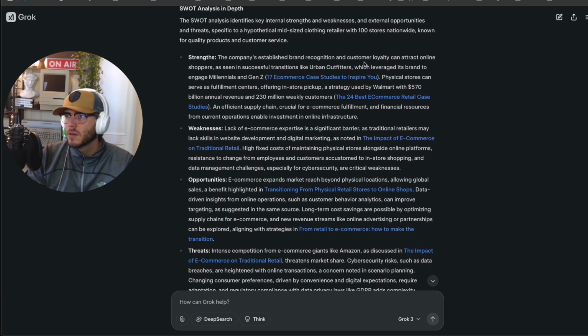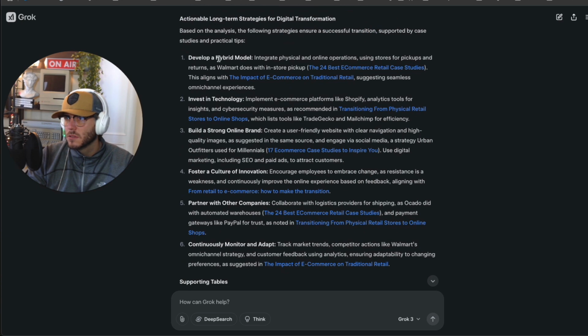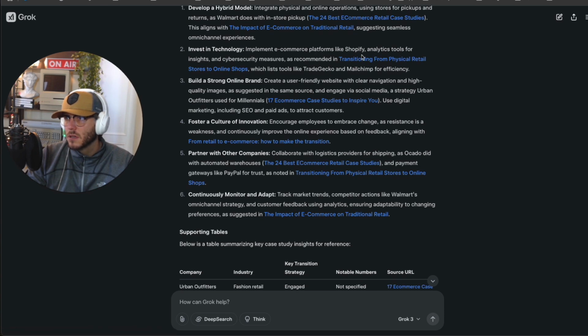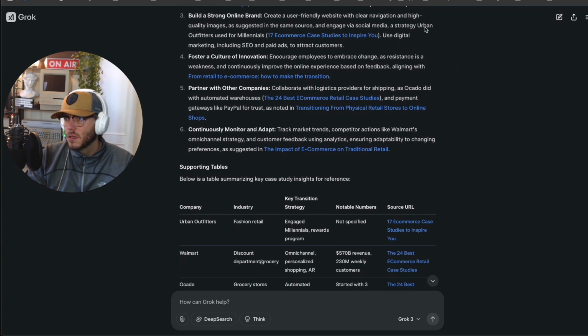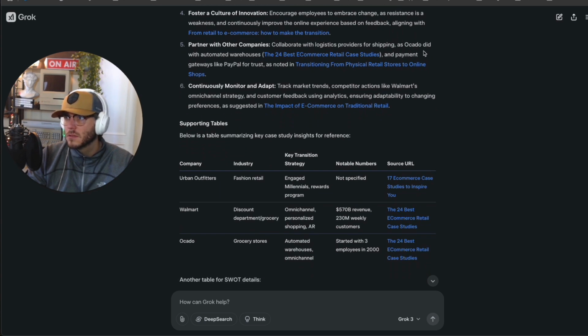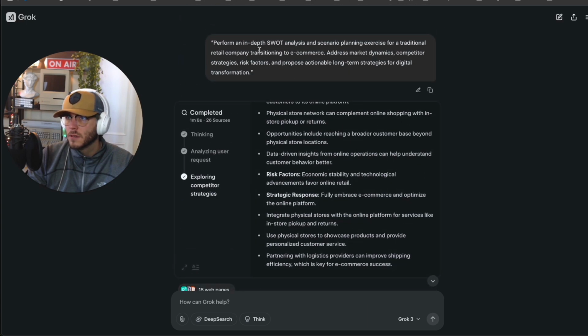Companies with established brand recognition can attract online shoppers. So, actionable long-term strategies for digital transformation. Develop a hybrid model, physical and online operations, using stores for pickups and returns, as Walmart does. Invest in technology like Shopify, analytics tools, TradeGecko, and MailChimp. A user-friendly website, if they don't already have an e-commerce website yet. Foster a culture of innovation, partner with other companies, like logistics providers for shipping, as Ocado did with automated warehouses. So this is pretty good research here from Grok 3.